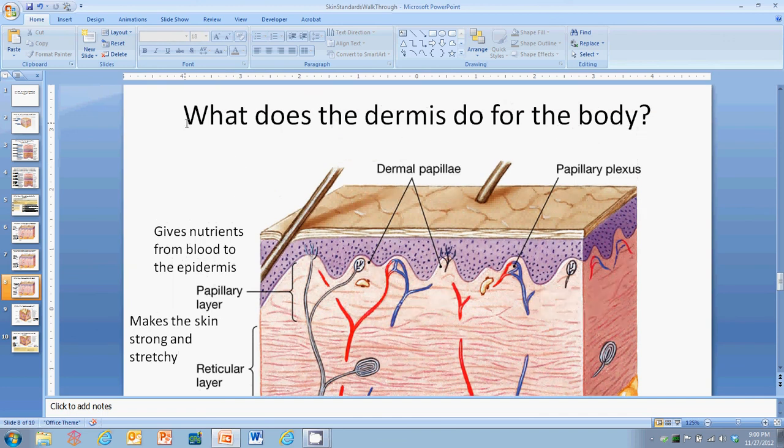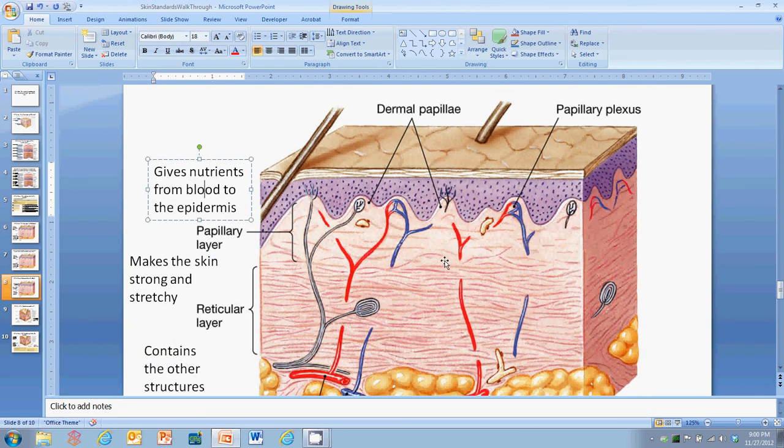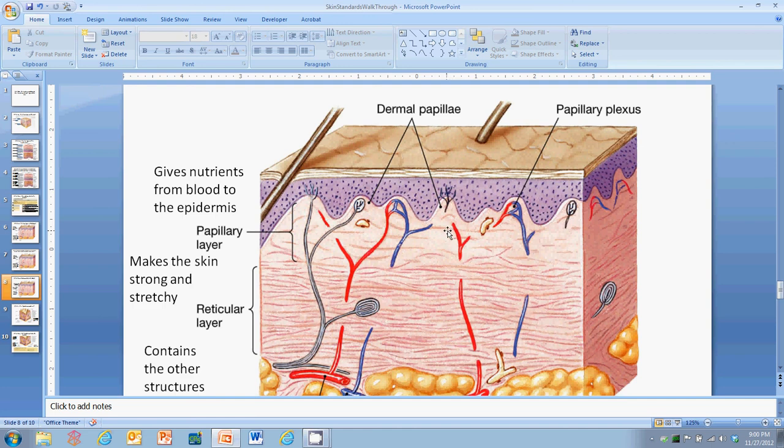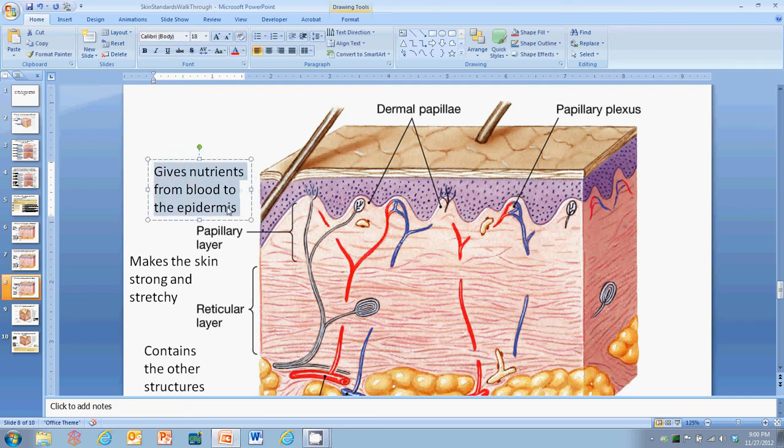What does the dermis do for the body? Well, we need to have these blood vessels here in the papillary layer because the epidermis has no blood. Look at that. There are no blood vessels in the epidermis. So I need to pass nutrients to the epidermis. So I'm going to have these blood vessels right up next to it so I can pass a lot of stuff across as fast as possible. So I need to give nutrients from blood to the epidermis.